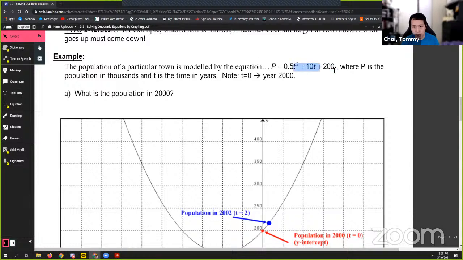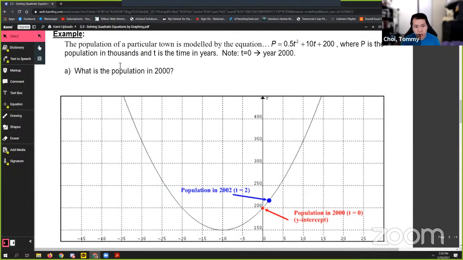So you're given a quadratic equation, and it says P is the population in thousands, and t is the time in years. Which means t equals 0 and the year is 2000 when t is 0. Okay, so that's what it's saying.